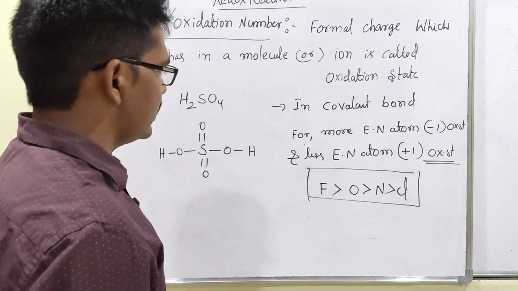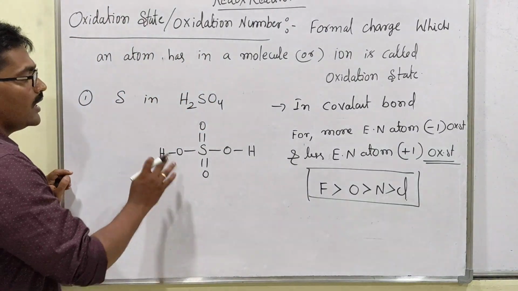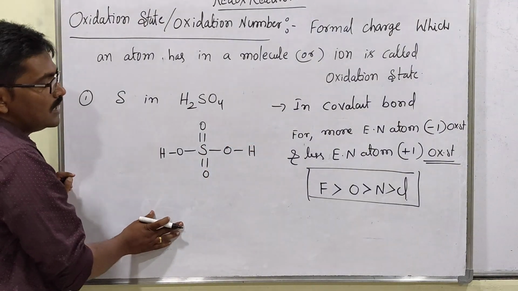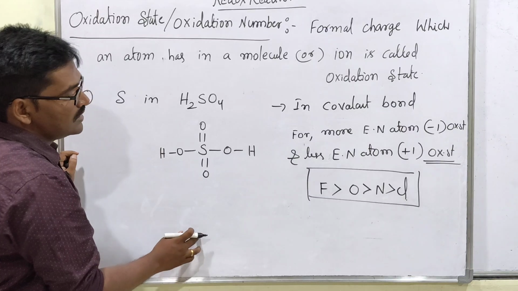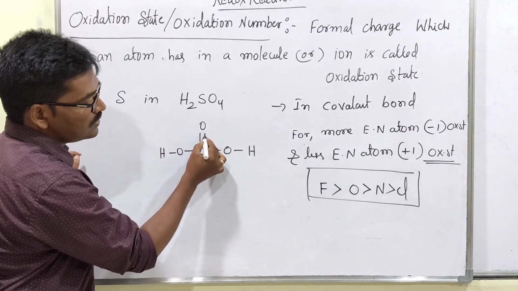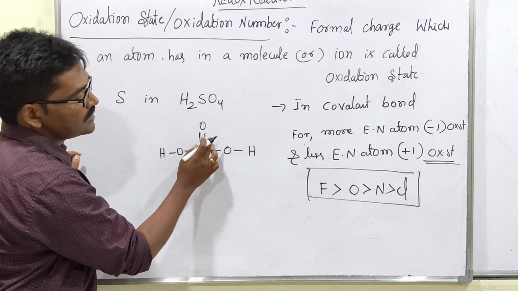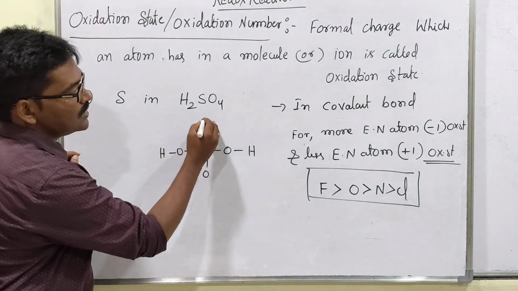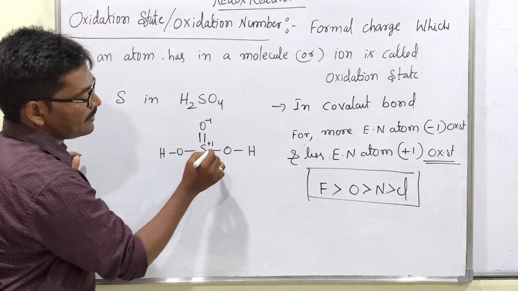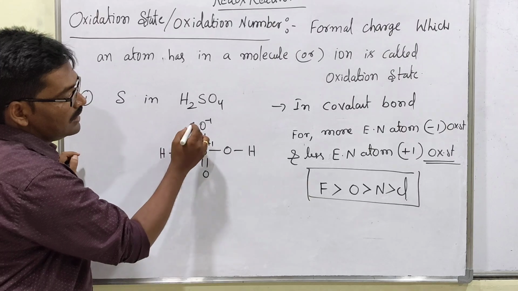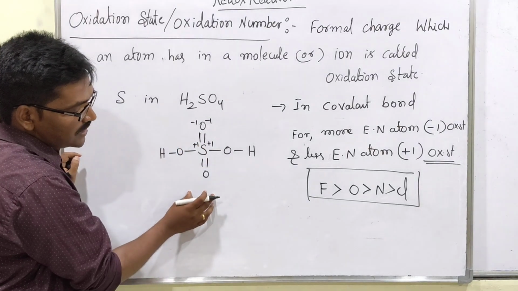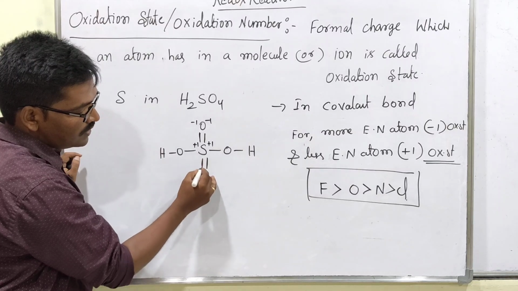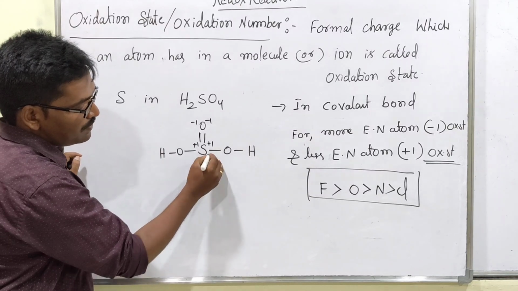Clear, my dear students? Right. So now if you take this molecule, in between the first sulfur and oxygen atoms, there are 2 covalent bonds. In case you take 1 covalent bond, this is -1, then +1. Then on this side, even this is -1, then +1. Then on the downside also 2 bonds are there. One is -1, then +1.